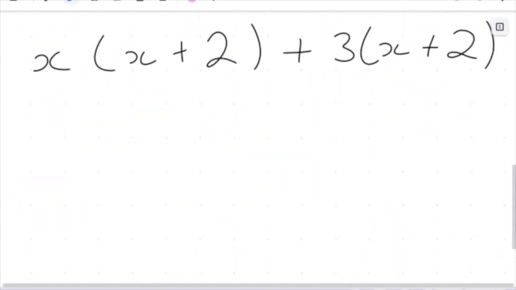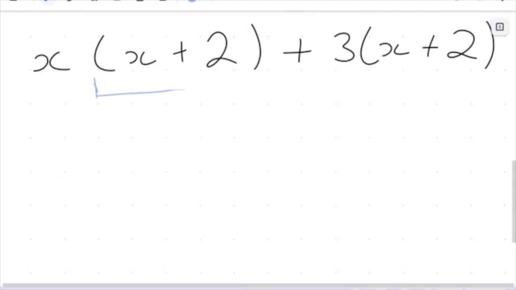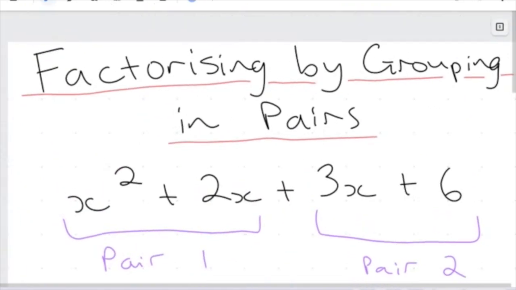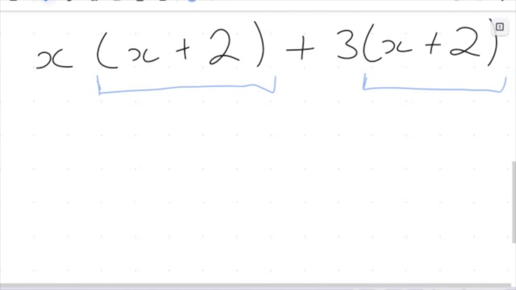Now that I have this, do we notice anything familiar? Well, this to me looks like a binomial factorization, because we have this same expression, x plus 2, in both of these terms. I've condensed the pairs into two bracketed terms, two factorized forms with the same bracket. So now we can use our binomial factorization.